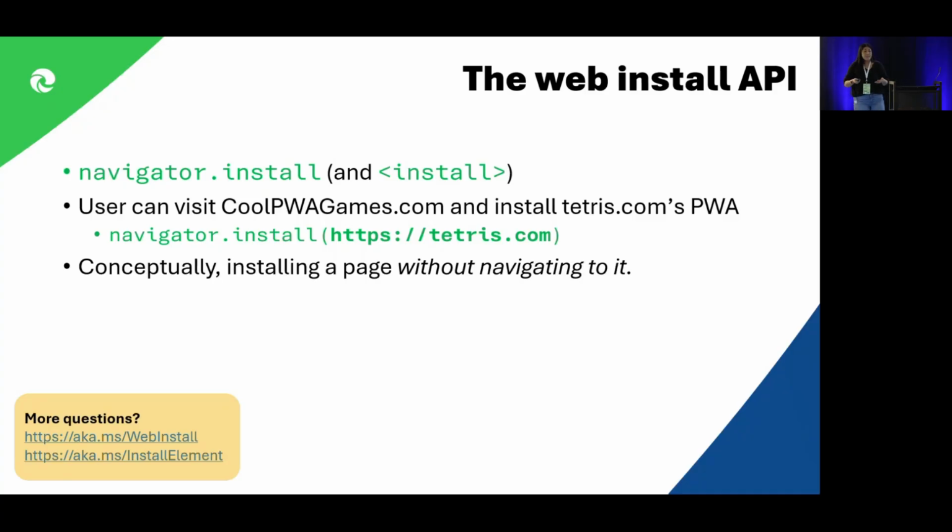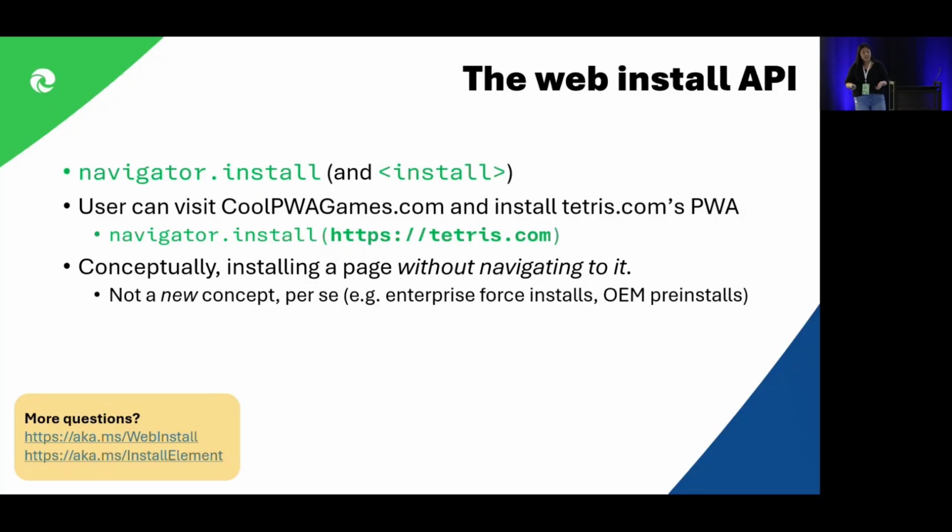Now, conceptually, this is a break in the current install model. Web install lets the user install a site that is not the one they're currently looking at. Now, technically, this is not a new concept per se. Web apps can already be force installed by enterprise admins or pre-installed by equipment manufacturers without user navigation, but the Web Install API marks a significant increase in the visibility and accessibility of this scenario.